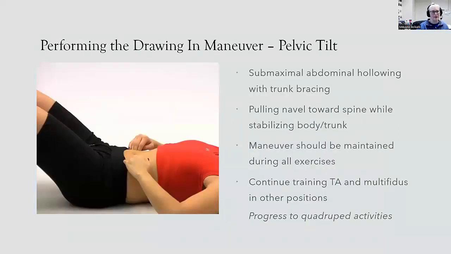Performing the drawing in maneuver, the pelvic tilt. This is done with submaximal abdominal hollowing with trunk bracing. We pull the navel towards the spine while stabilizing the body in the trunk. The maneuver should be maintained during all exercises.